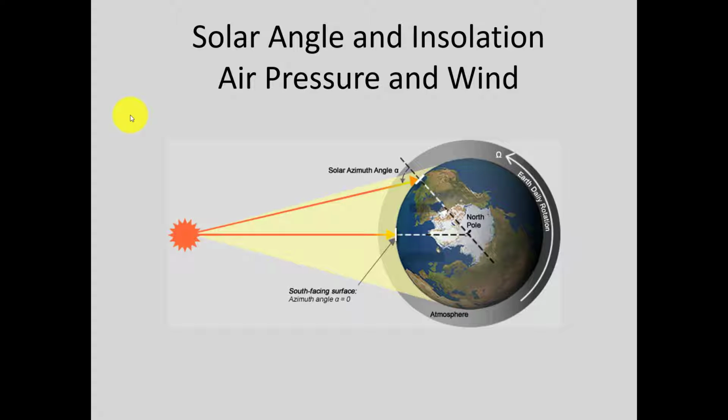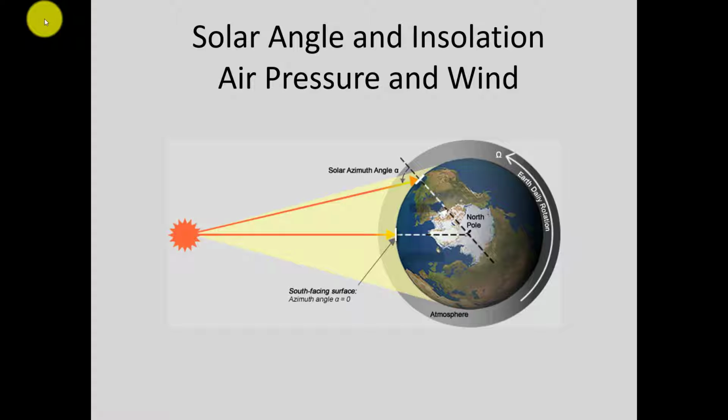In this week's lab, we will cover solar angle and insolation, and we will also cover air pressure and wind. So there are 4 exercises for this week. The solar angle and insolation go together, as do air pressure and wind, which will focus on weather maps and the forces that combine to give us atmosphere or air pressure and wind.